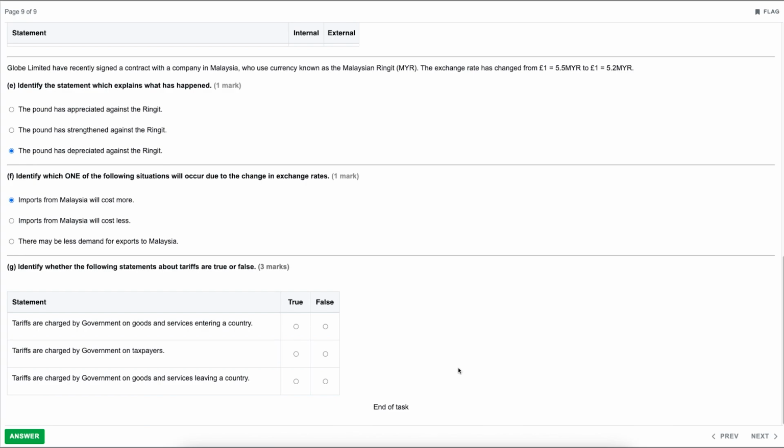So in the bottom one, part G, this is our last question. Identify whether the following statements about tariffs are true or false for 3 marks. So the first one, tariffs are charged by a government on goods and services entering a country. It's absolutely true. So that is the definition of a tariff. Hopefully this is something that you've got within your books.